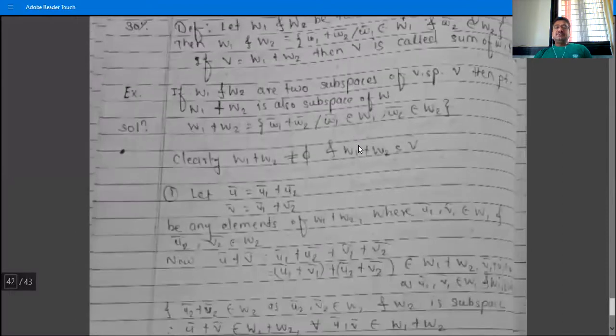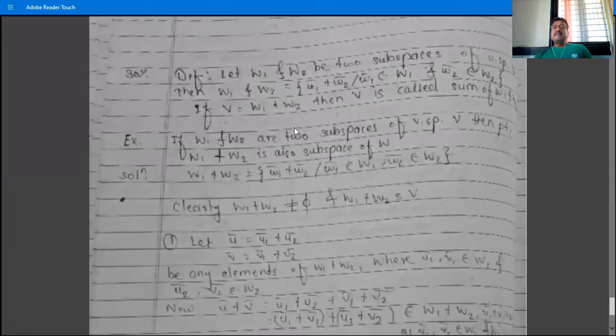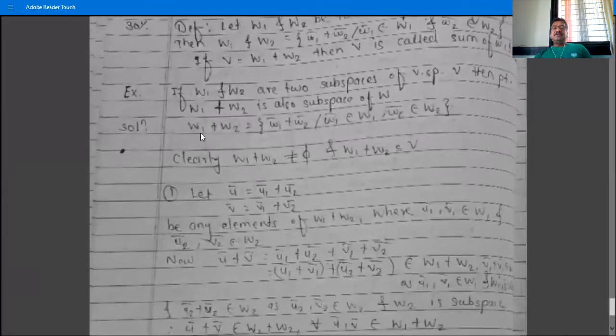This is about W1 and W2 being subspaces. Then W1 plus W2 is also a subspace, called the sum of W1 and W2. This is the example on the previous topic. So what is W1 plus W2? It consists of w1 bar plus w2 bar, where w1 bar comes from W1 and w2 bar comes from W2.